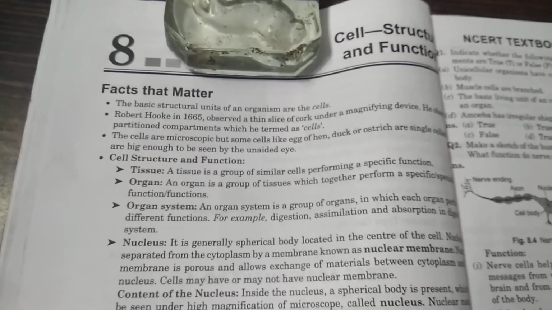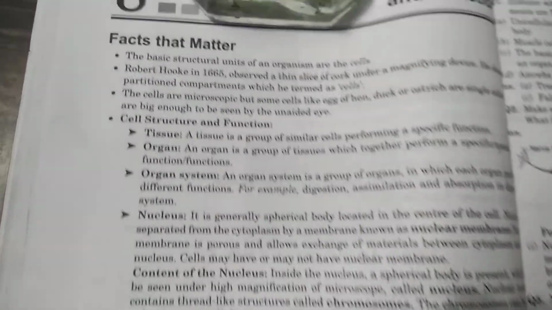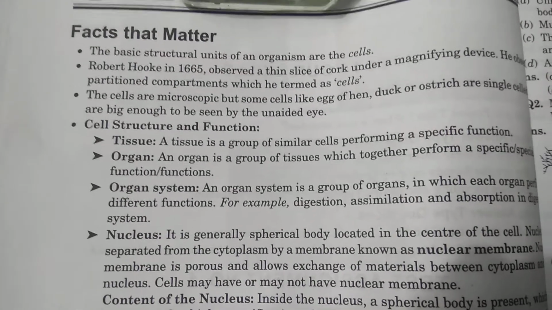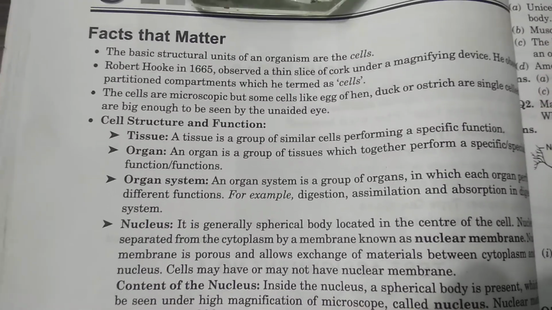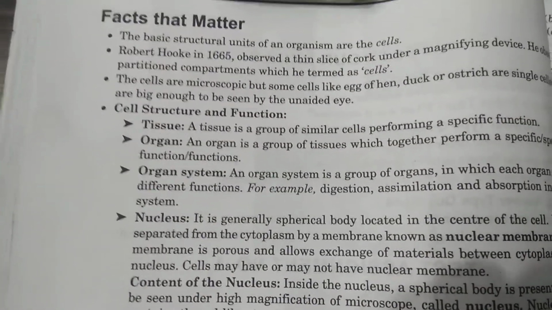Today we are going to do lesson number 8, cell structure and functions. Facts that matter. The basic structural unit of an organism is the cell. Robert Hooke. So the basic structural unit of life is the cell. The smallest part of an organism is the cell.